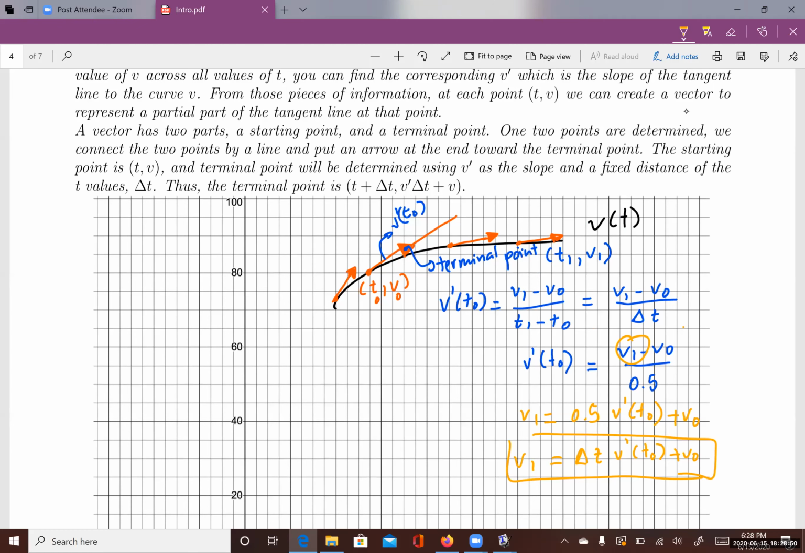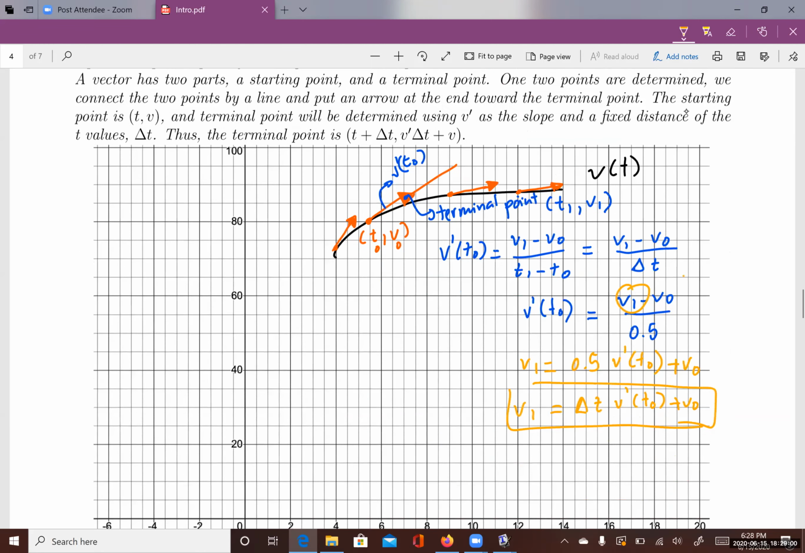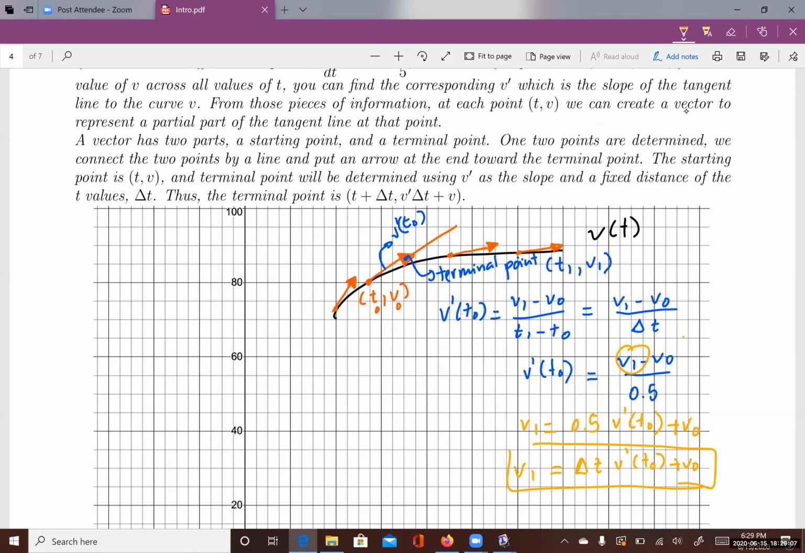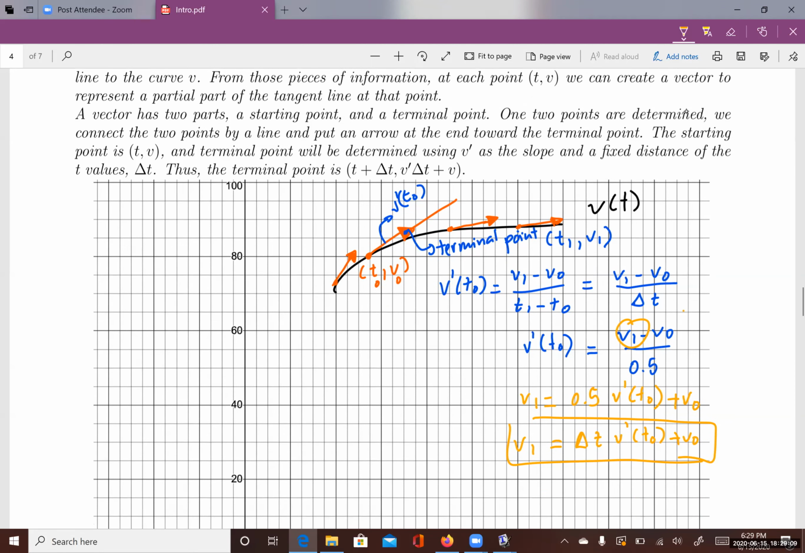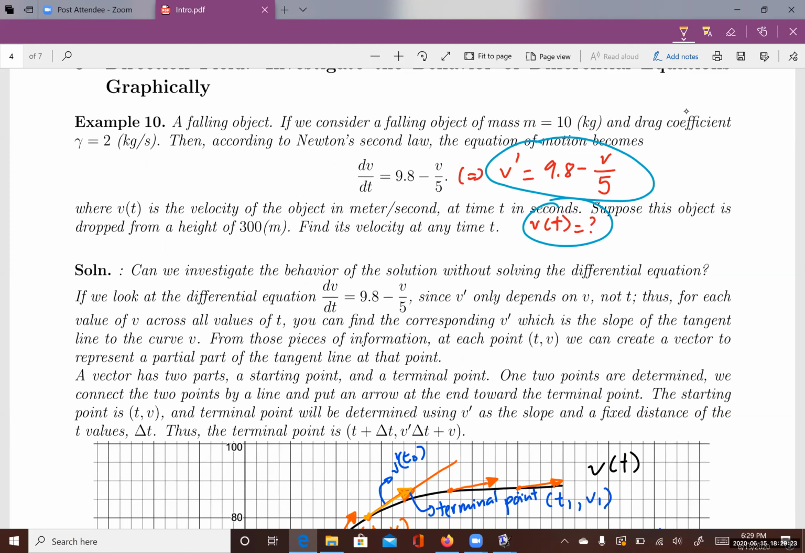Again, if you have a starting point, pick a starting point, use your differential equation to find v prime, which is the slope of the tangent line, and set a fixed delta t. You can have it 0.2, 0.5, and so on, to find the terminal point. Once you have the terminal point, you can create a vector by connecting the starting point with the terminal point. Create one vector at one point (t0, v0) using your differential equation.